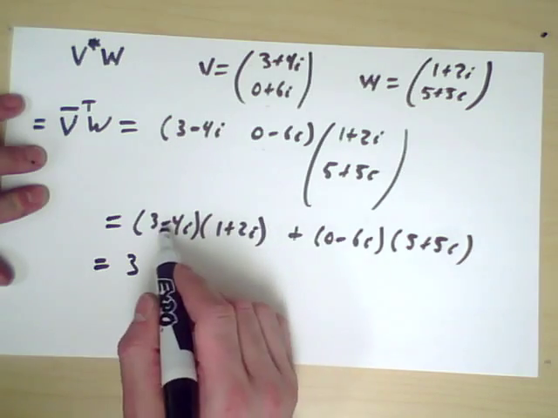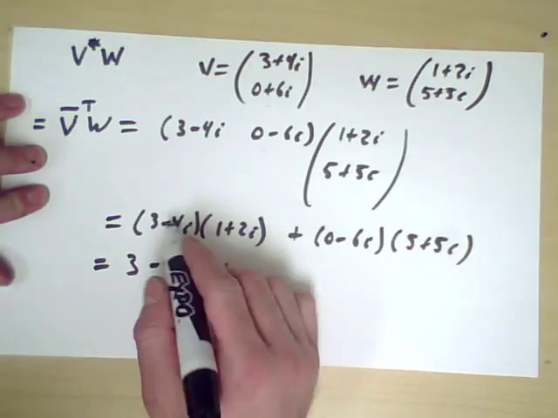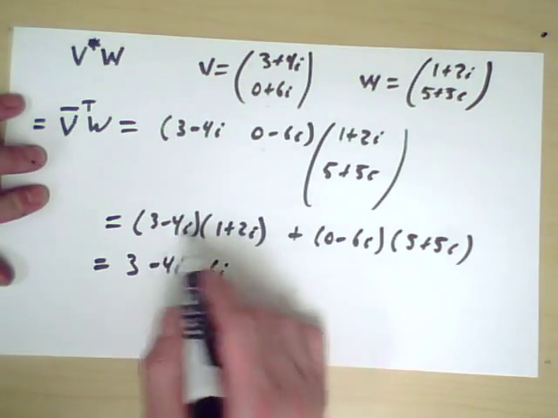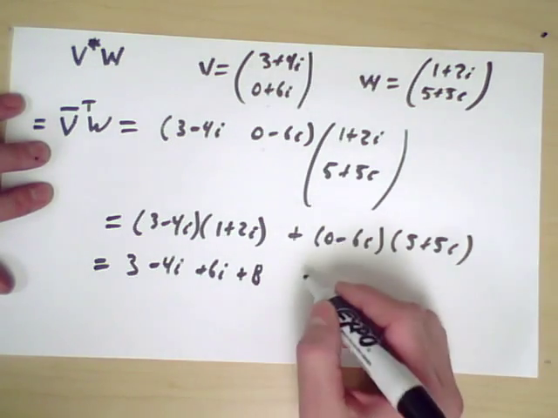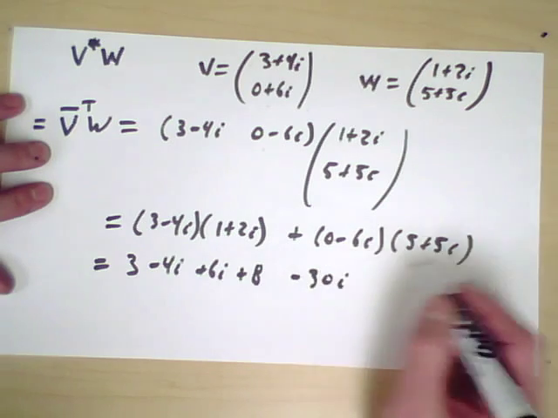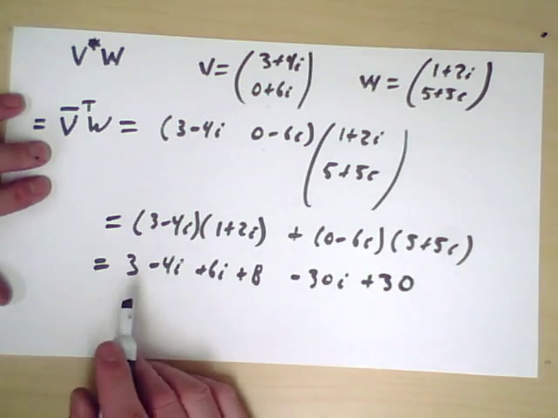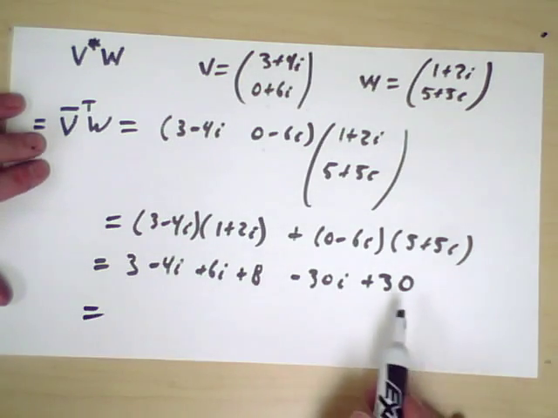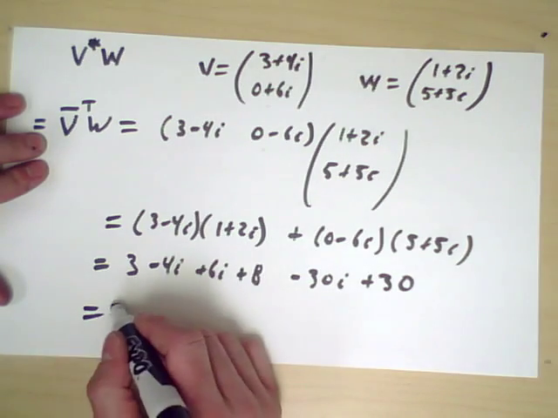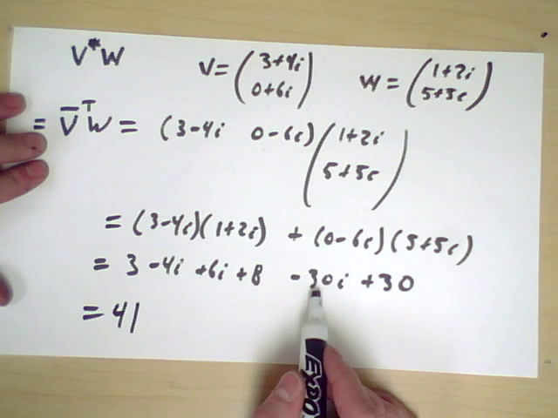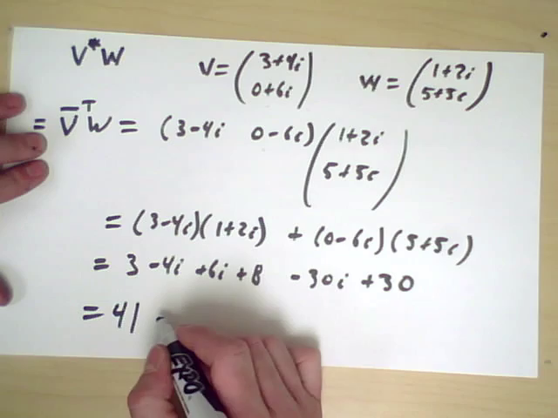3 minus 4i plus 6i. Now, minus 4 times 2 is minus 8, but with the i squared, it's plus 8. And then we have zeros and minus 30i and plus 30. Again, minus, but the i squared makes it a plus. So overall, we have, let's see, 38 plus 3 is 41, and negative 30 plus 2 is minus 28.